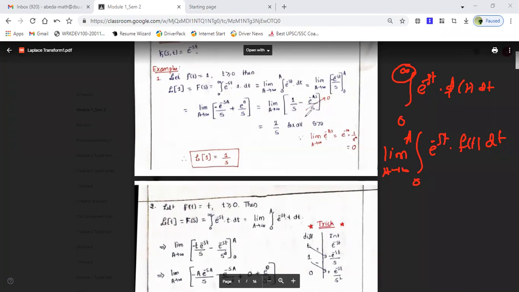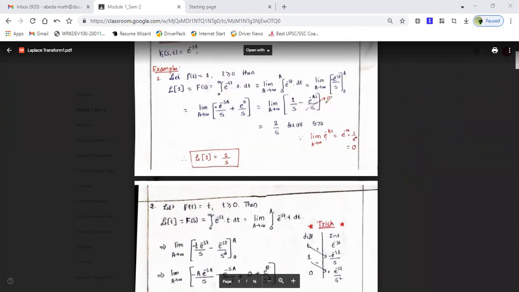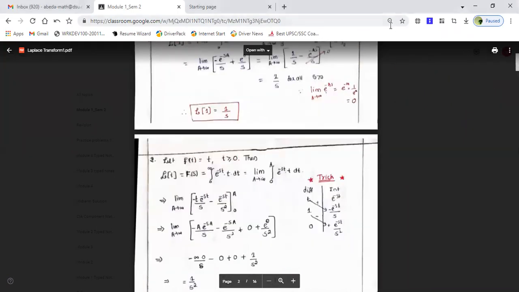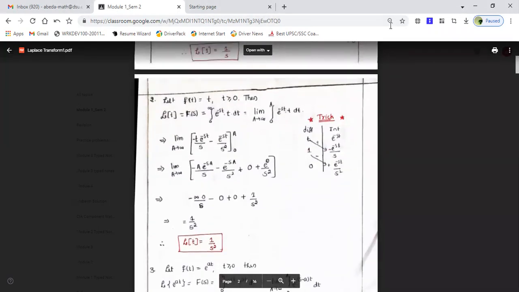Okay, so this is one simple example I was able to solve today. I'll give a hint for the second example so that you can be busy solving this one. Now here, in place of f of t, I'm giving it as t. So with the same procedure, L of t will become f of s, that is the integral from 0 to infinity of e to the power minus st, in place of f of t taking t, into dt, which is equal to, again, by using the proper integral formula, limit a tends to infinity of the integral from 0 to a of e to the power minus st into t dt. Now here is a small trick, guys.